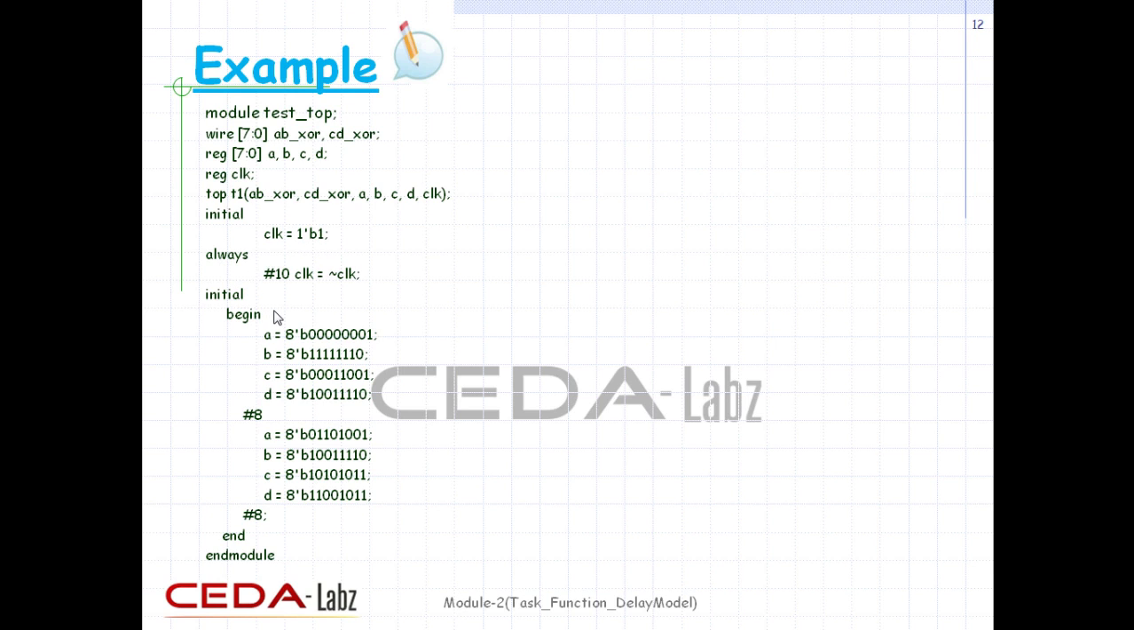to do. In this initial block, some 8-bit input conditions are mentioned to test the functionality of the design code. And initial begin block is terminated by keyword end. Similarly, module is terminated by keyword end module.